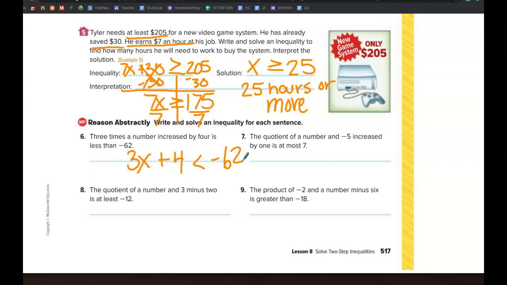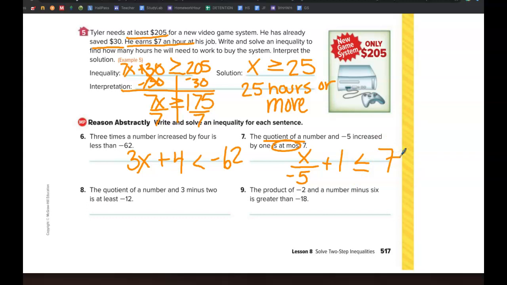Number 7, quotient. What does quotient mean? End of a division. Answer to division. So the quotient of a number, do you know the number? No. So let's write X. And I'm going to write division like a fraction because that's the way we've been seeing it. So X divided by what number? Negative 5. Increase means to add 1. Is at most. What sign would that be? Less than or equal to, because we want it smaller than that.